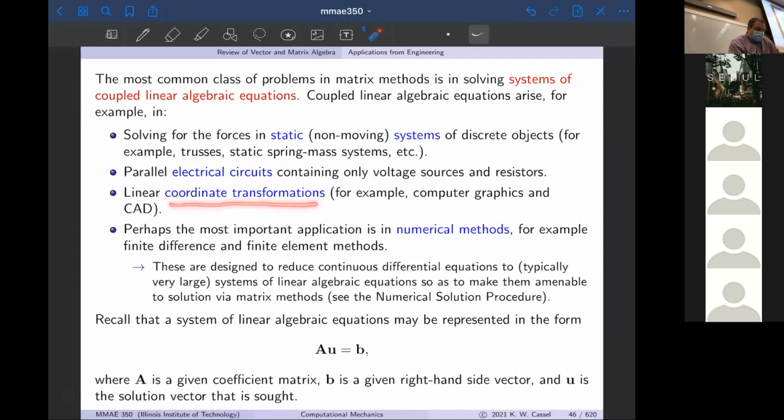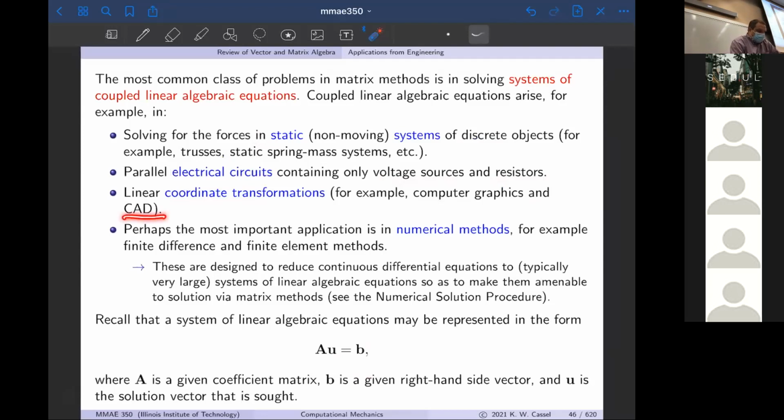CAD, or computer graphics. So when you guys play your computer games, every time you change the orientation as you look around in your game, the computer's doing a whole bunch of matrix vector multiplications in order to change the view of the graphics that you're seeing in front of you on the screen. So that's all linear algebra. All of that is linear algebra.